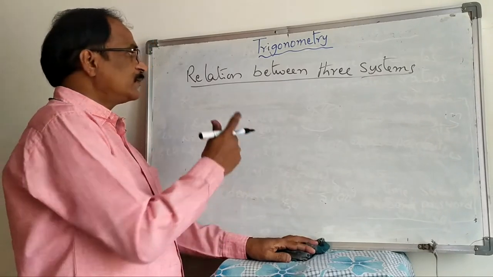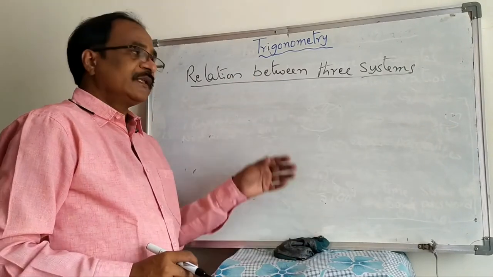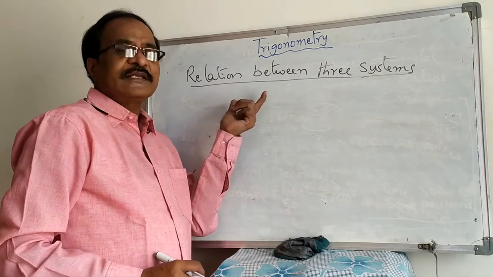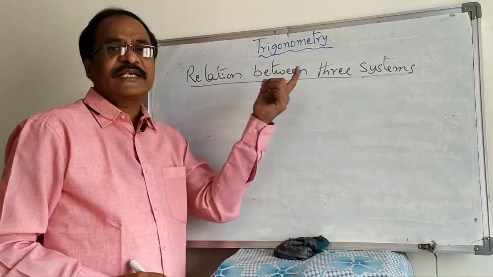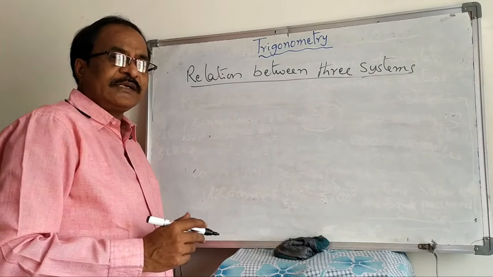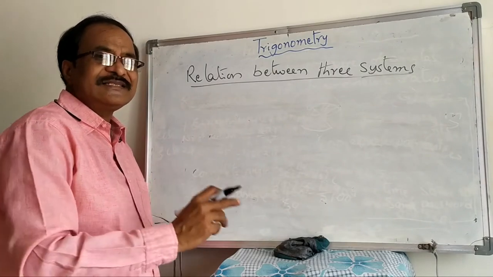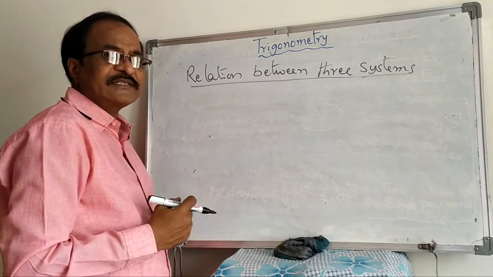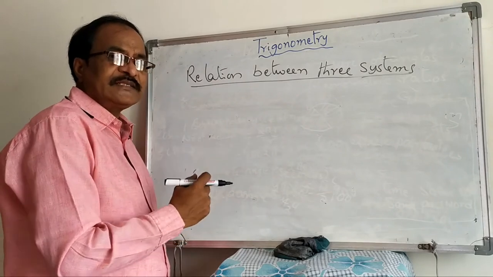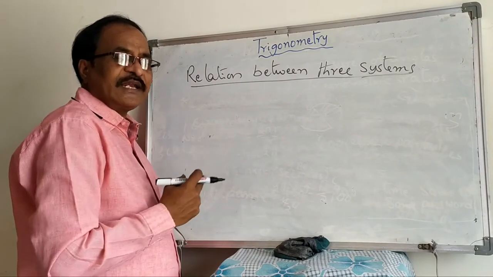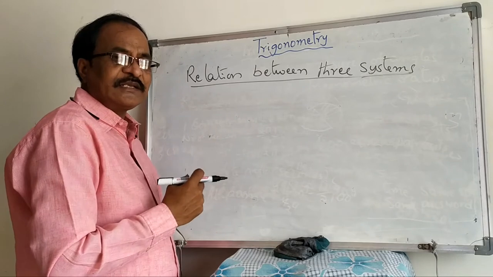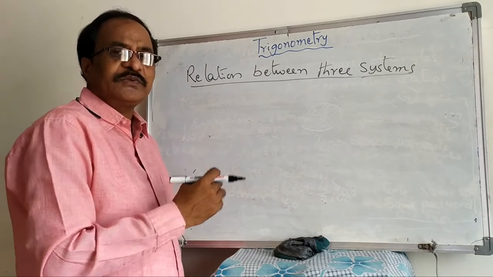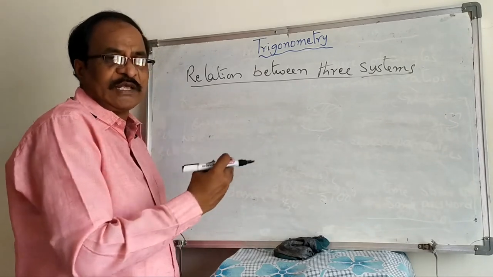Now we will discuss the relation between the three systems: sexagesimal measure, centesimal measure, and circular measure. Now we know that one complete angle is equal to 360 degrees in sexagesimal measure, one complete angle is equal to 400 grades in centesimal measure, and one complete angle is equal to 2 pi radians in circular measure.